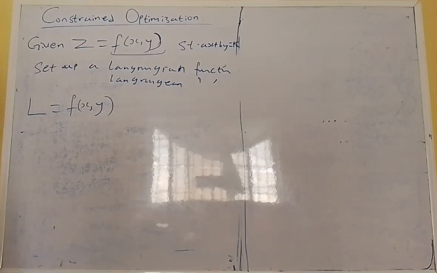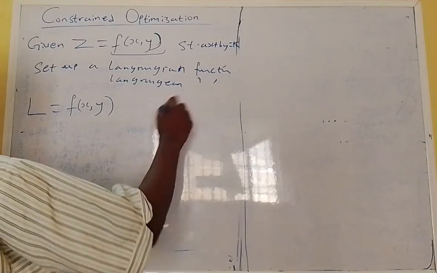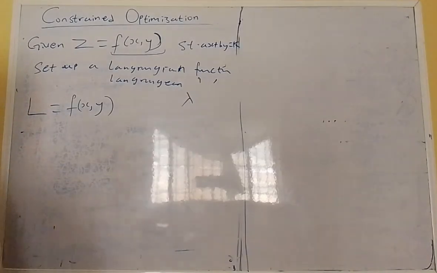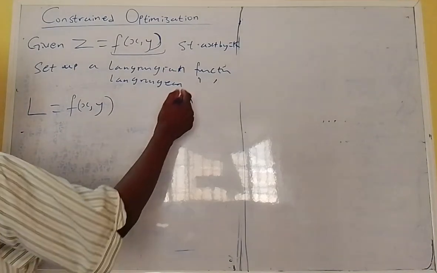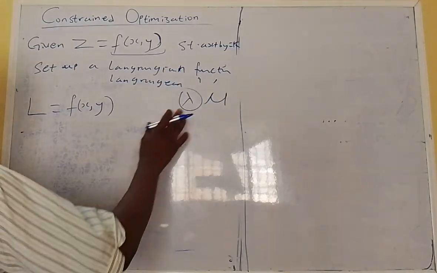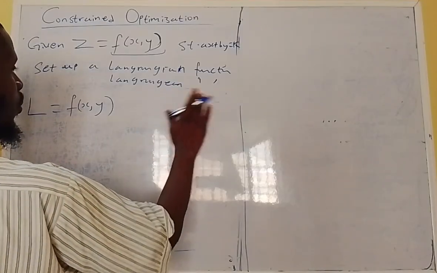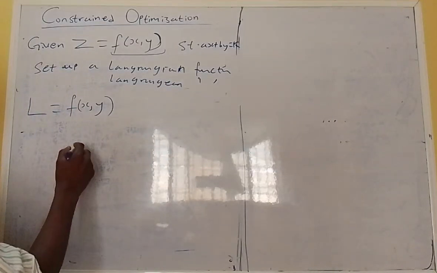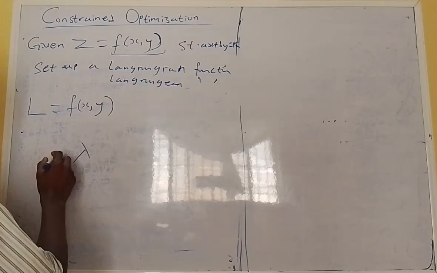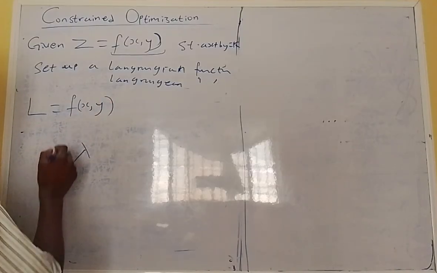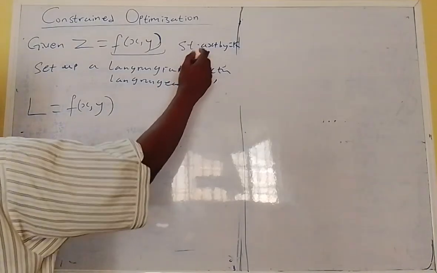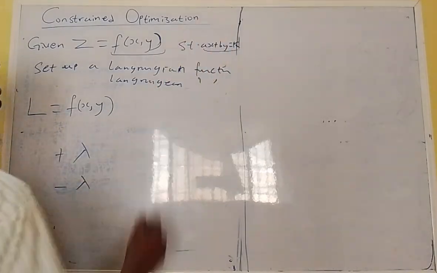Then we are going to introduce what is known as a constraint parameter. So usually we use lambda. That's not the only one that we can use. We can also use mu. But the one that is commonly used is lambda. So we are going to introduce that constraint parameter. So I'm using lambda. Whether I'm going to introduce a plus sign before the lambda or a minus lambda, it depends on the arrangement of this constraint.